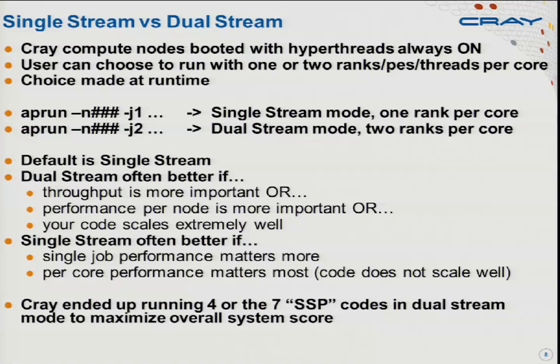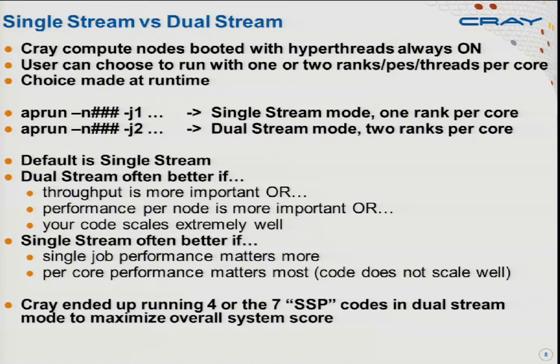Performance per node is more important. That's another way of saying throughput is more important. But it's completely plausible that if you say, my time allocation over the next year means that I can always have a job that uses 100 nodes running. Now, how do I best utilize that node? Well, I might be more concerned about the performance per node as opposed to the performance per CPU or performance per MPI rank. And if you look at it that way and you try it both ways, maybe dual stream ends up being better.